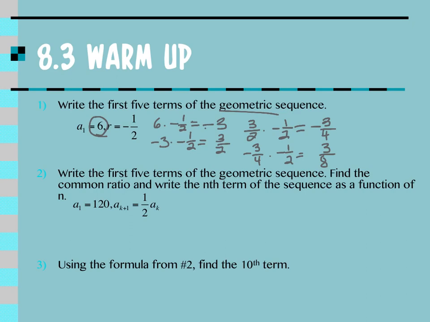3/8. So then when you list the first five terms, you want to be sure to include a sub 1, which is the one that was given to you. So my five terms are 6, negative 3, 3/2, negative 3/4, and 3/8.